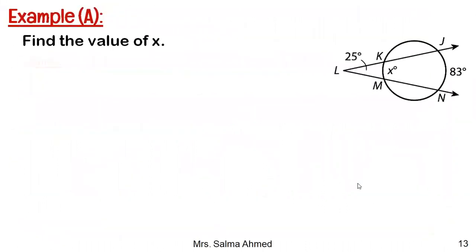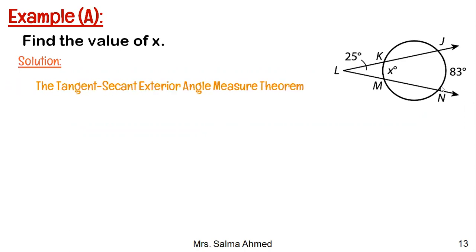Let's see some applications. Find the value of x. I need to find this x, which is the measure of arc KM. I know the exterior angle, and I know the intercepted arc between these two secants. So by using the tangent secant exterior angle measure theorem, the measure of angle L is equal to half the greater arc minus the small arc. So it will be half times the measure of arc JN minus the measure of arc KM.